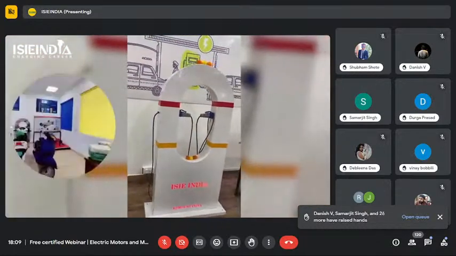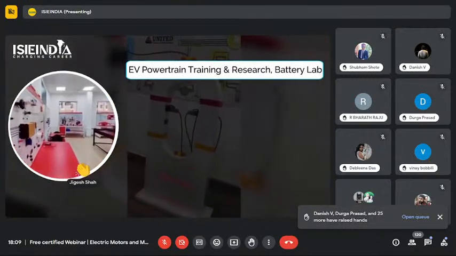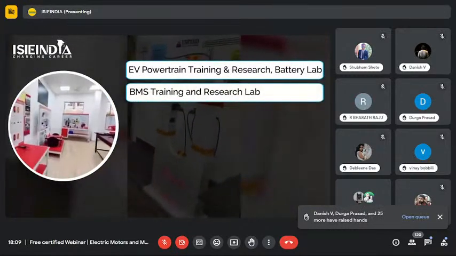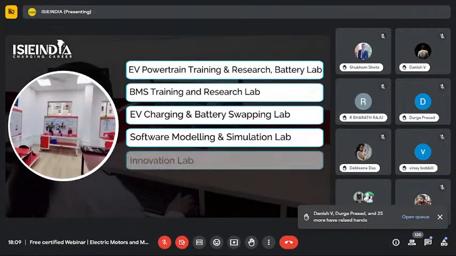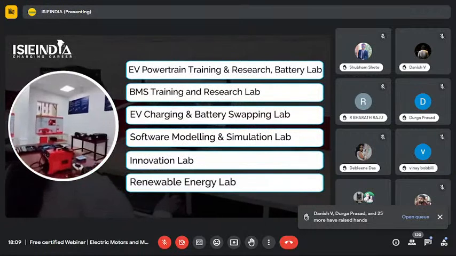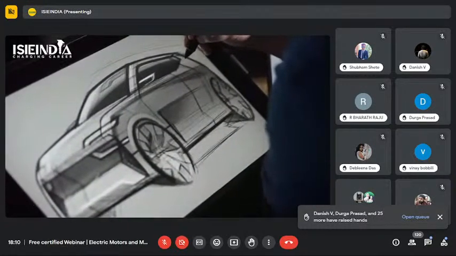It is a combination of 6 labs including EV powertrain training and research lab, battery BMS training and research lab, EV charging and battery swapping lab, software modeling and simulation lab, innovation lab and renewable energy lab. Each lab consists of a number of customized workbenches and machineries.